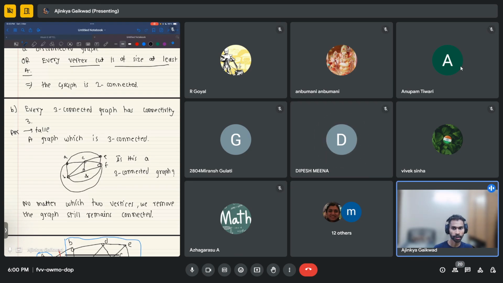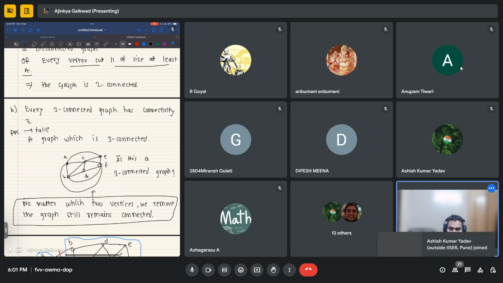A k connected graph is a graph where no matter which k minus 1 vertices you remove, the graph still remains connected. So in this case, I'm saying the graph is 3 connected, which means if I remove 2 or less than 2 vertices, the graph still remains connected. And this statement is true for the above graph. This implies that the graph is 3 connected. So when I say k connected, you have to think in terms of k minus 1, k minus 2, like this.